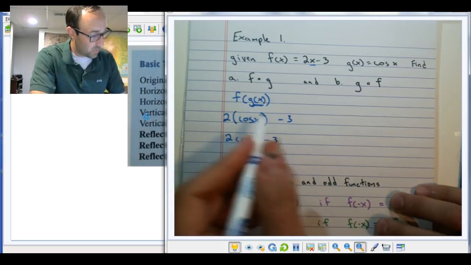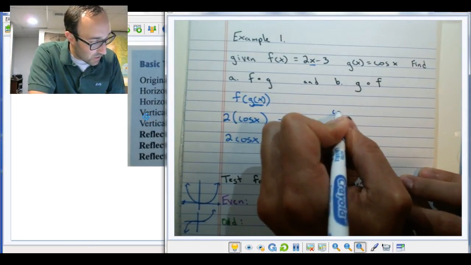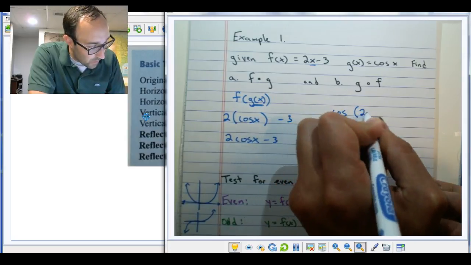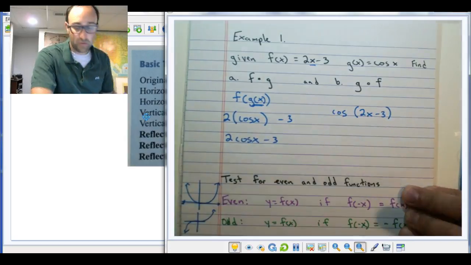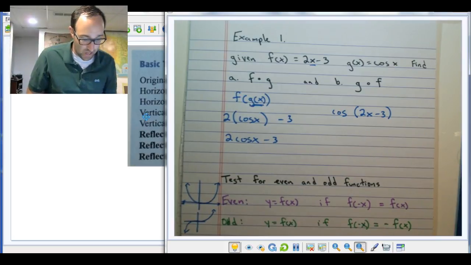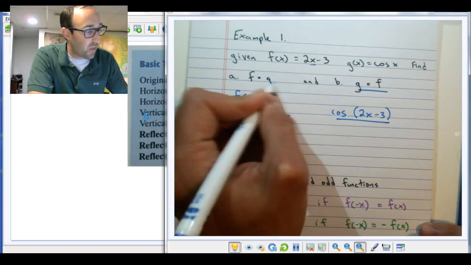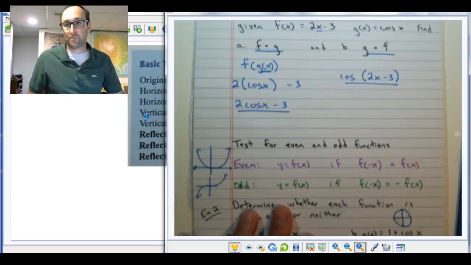Okay, so now let's do the other one. If we want to do g of x, we're going to say cosine of 2x minus 3, close your parentheses. That's it. We can't really do more than that, so we're just going to leave it. Notice how this and this are not the same, so the order does matter.